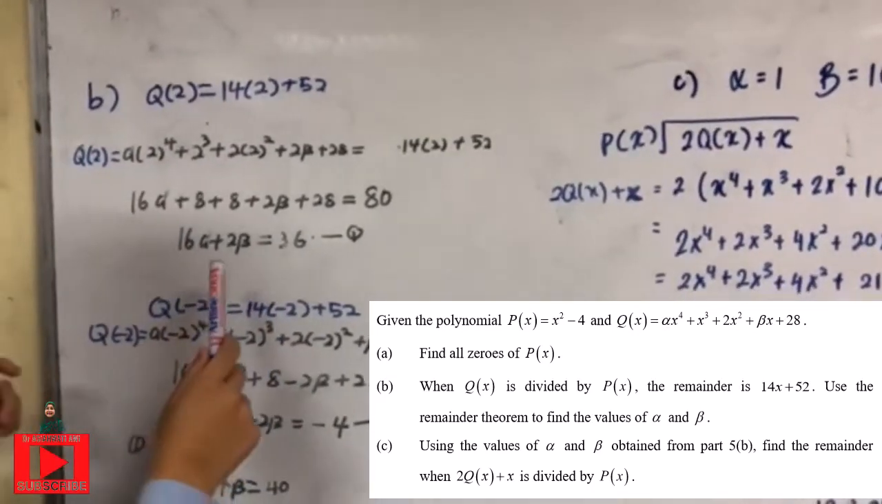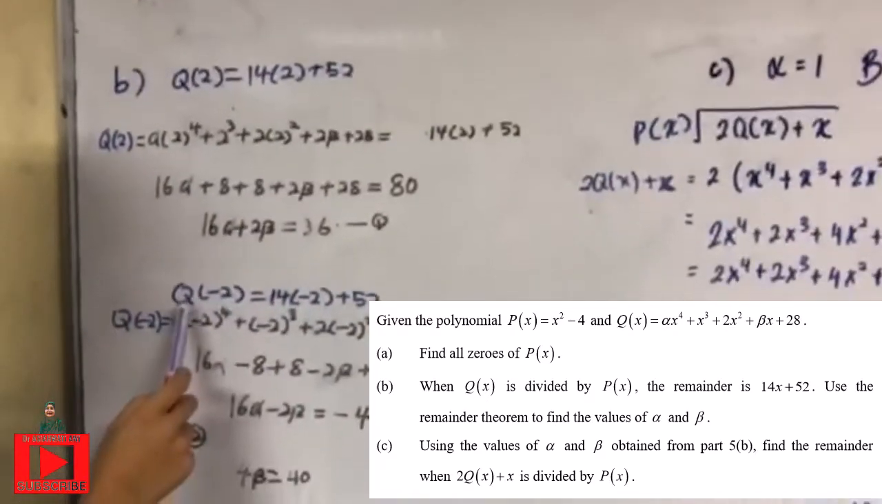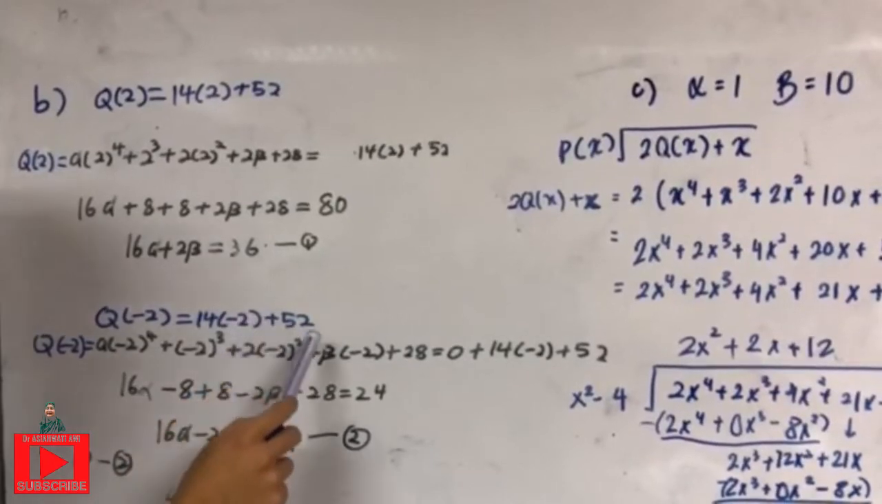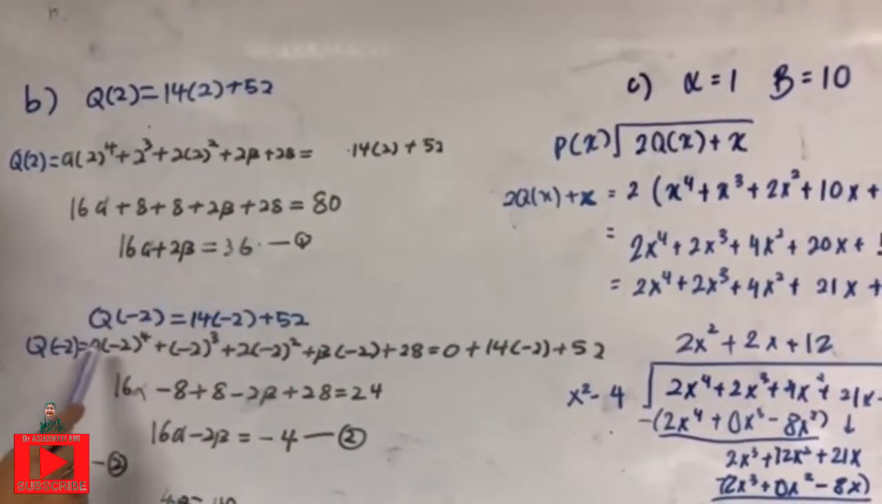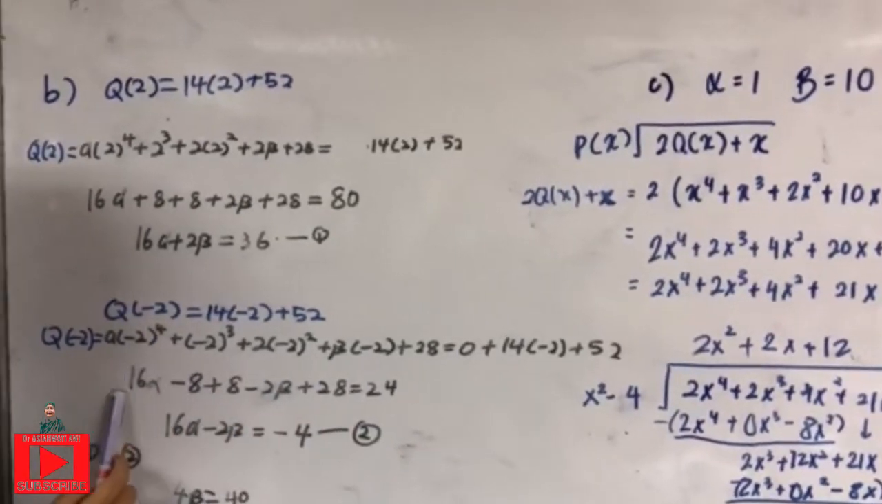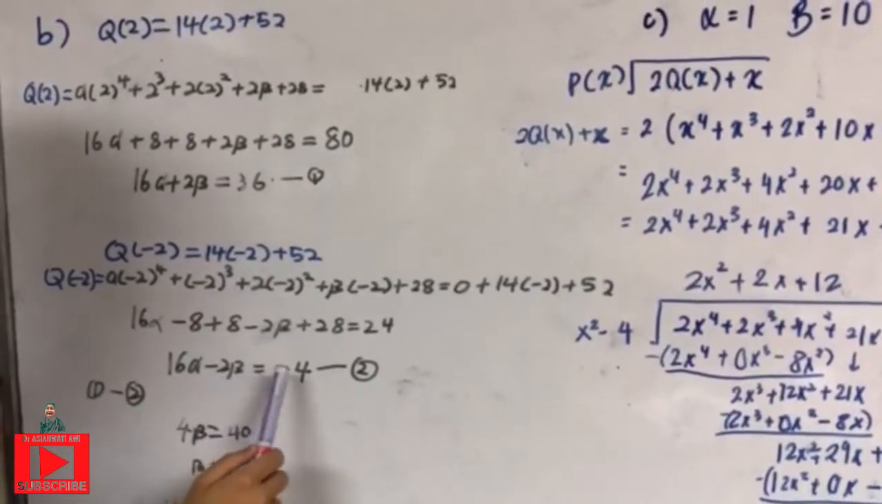And we can also sub another value that is negative 2. So Q negative 2 will equal to 14 times negative 2 plus 52. And so we sub negative 2 into the Qx. We will get this equation, 16 alpha minus 2 beta equals to negative 4.